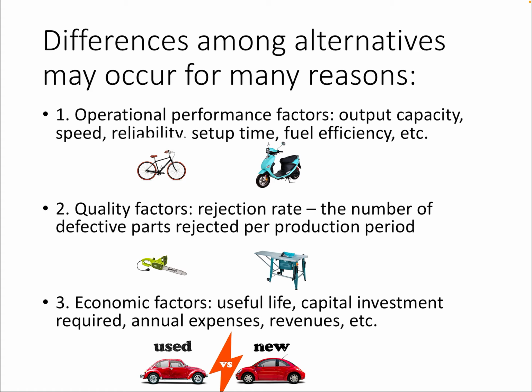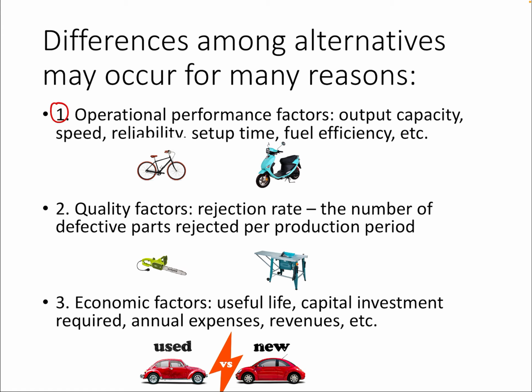So we have already mentioned that when we compare multiple alternatives, we need to consider many factors. So here are some factors you need to consider. Those factors will make the options very different, and those differences are the things you need to compare for making a wise decision. So the first group of factors is operational performance factors.